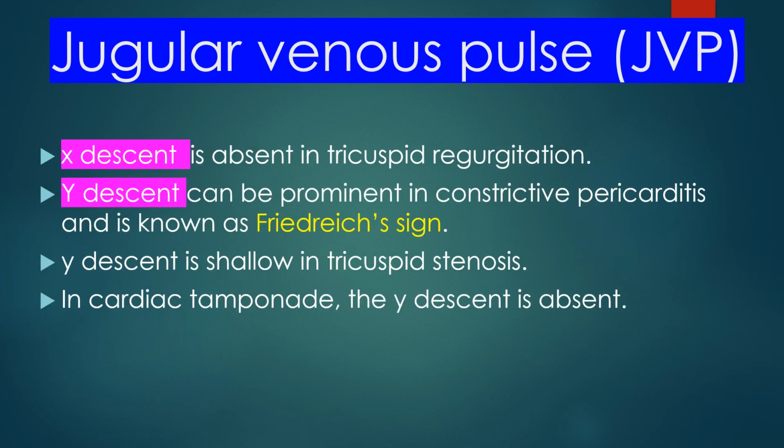X descent is absent in tricuspid regurgitation. Y descent can be prominent in constrictive pericarditis and is known as Friedreich's sign. Y descent is shallow in tricuspid stenosis, and in cardiac tamponade the Y descent is absent.